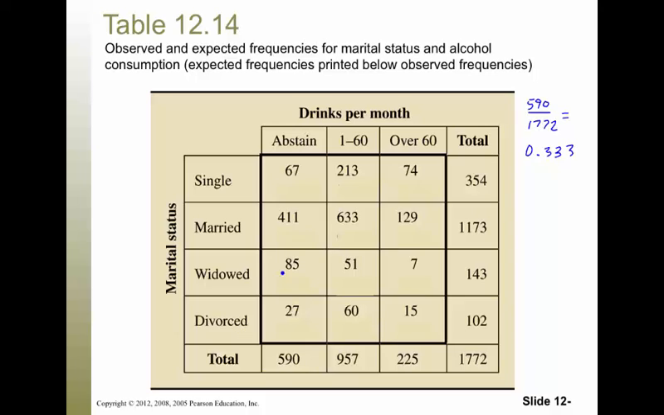Everybody pick two values from each column, so two abstain, two 1 through 60, and two over 60, and find the expected number of people that would fit in that category if these weren't associated. Okay? Does it make sense? Can you do it? So everyone pick two. Don't pick the first two. Everyone pick a different number of two. Okay, so two of those, two of those, two of those, and find how many you would expect to fit in that category if marital status was not associated with drinks per month. Work together. See if you can do it.